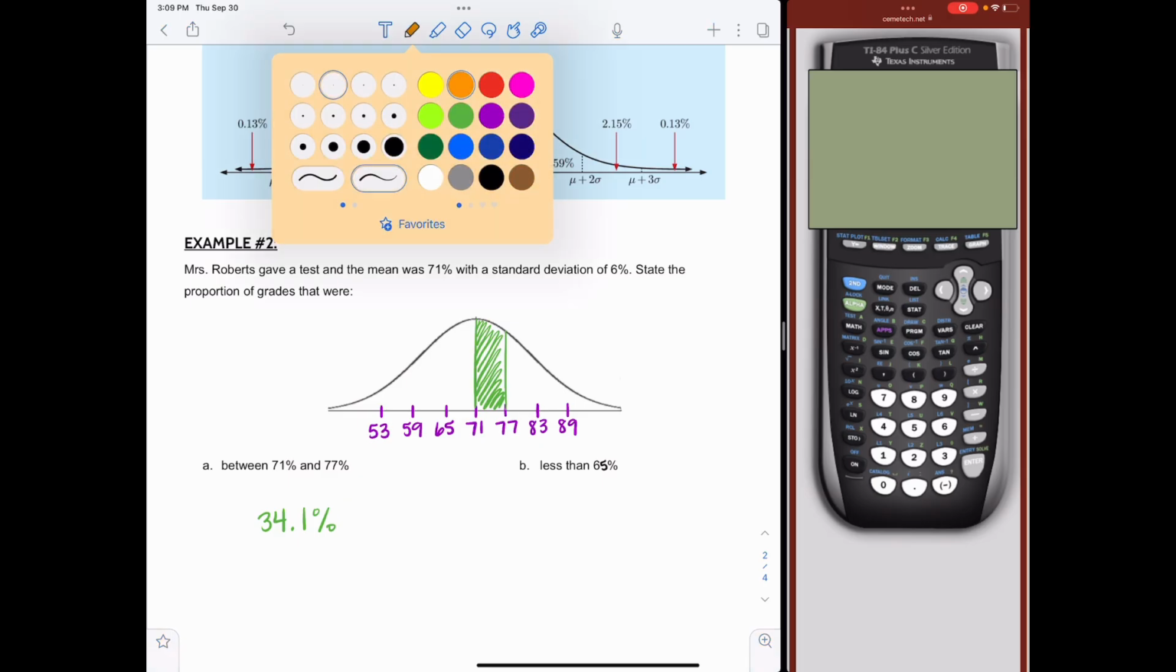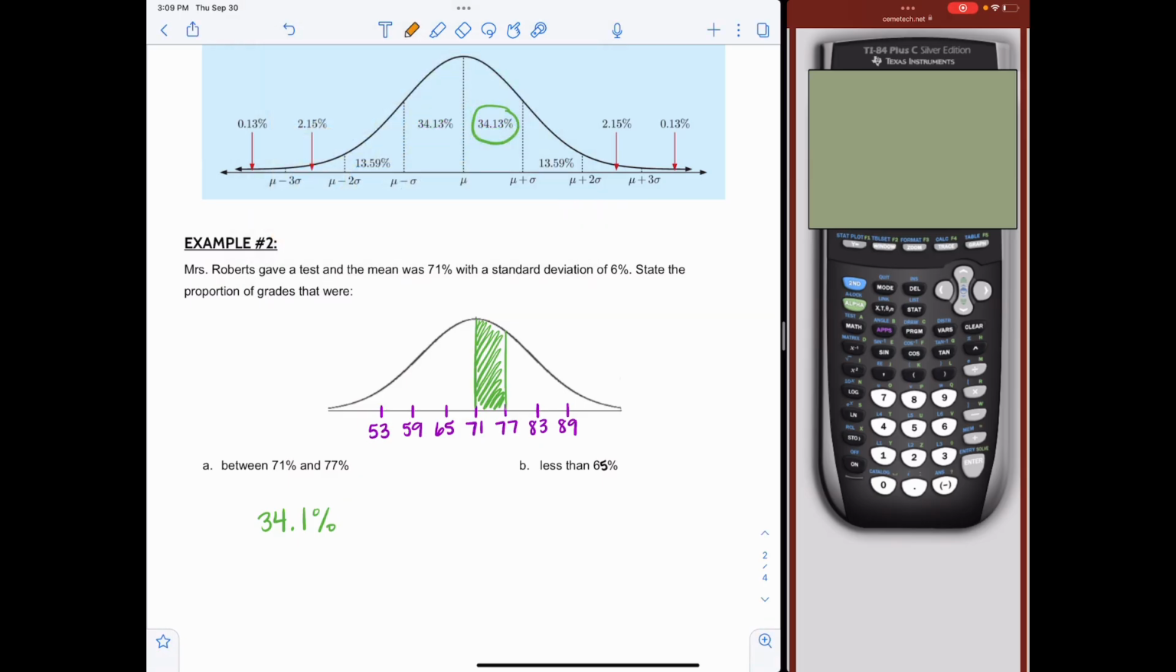If we want to find that the values are less than 65%, we want to mark where we have 65 and we want to be lower than that.